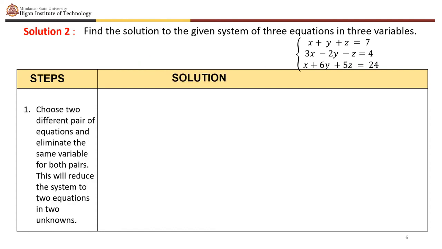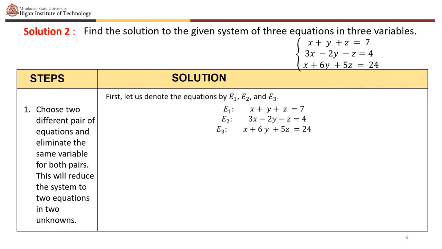The first one is to choose two different pairs of equations and eliminate the same variable for both pairs. This will reduce the system to two equations and two unknowns. So first, let us denote the equations by e sub 1, e sub 2, and e sub 3. We let our e sub 1 be x plus y plus z is equal to 7, e sub 2 be 3x minus 2y minus z is equal to 4, and e sub 3 be x plus 6y plus 5z is equal to 24.